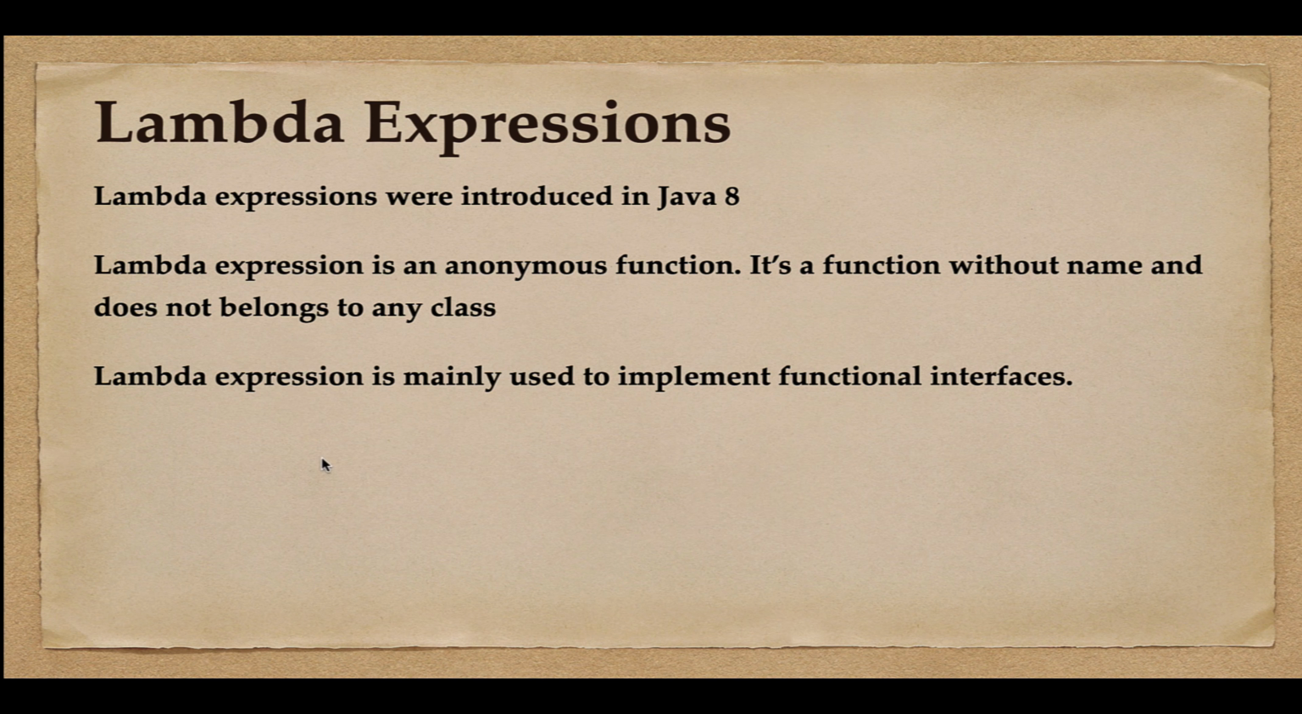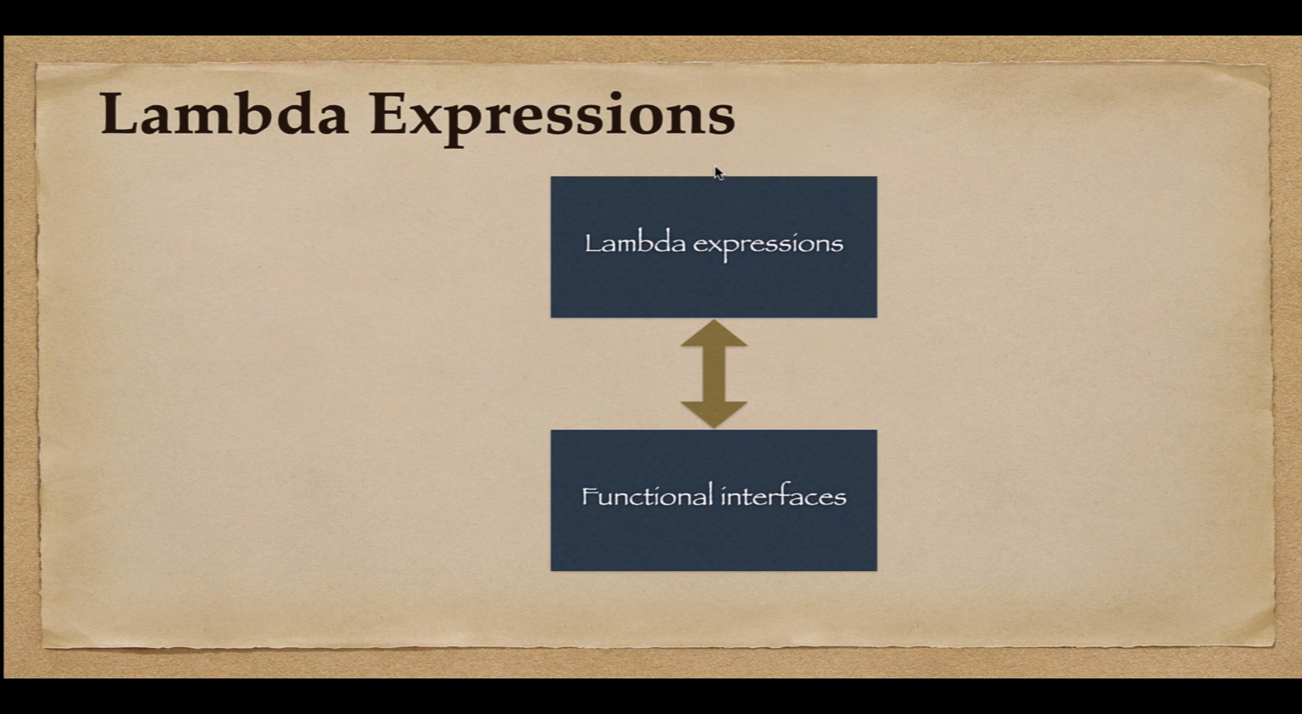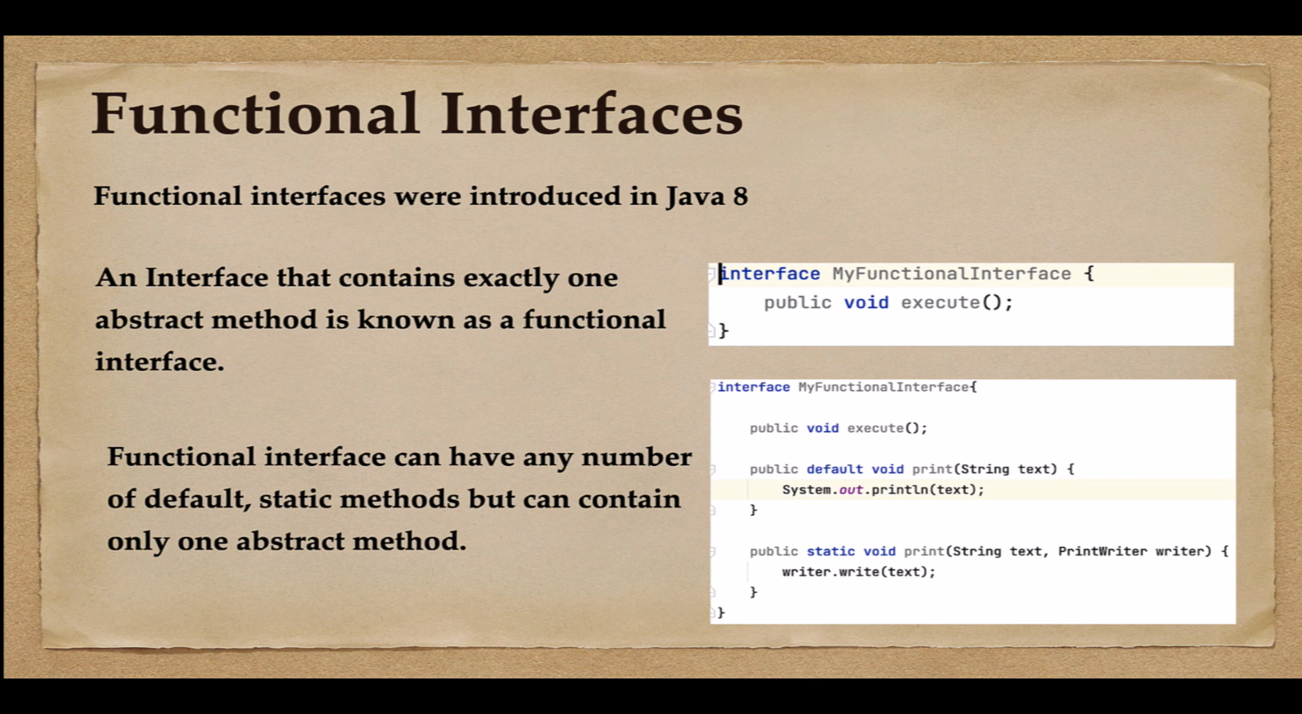Well, before diving deep into Lambda expressions, let's first quickly take a look at functional interfaces, because we are going to use Lambda expressions to implement functional interfaces, right? That's why you first need to understand what functional interfaces are. Only then will you be able to understand more about Lambda expressions. Alright, so a Lambda expression is basically used to implement functional interfaces. So let's quickly take a look at what functional interfaces are first, and then we'll come back to Lambda expressions.